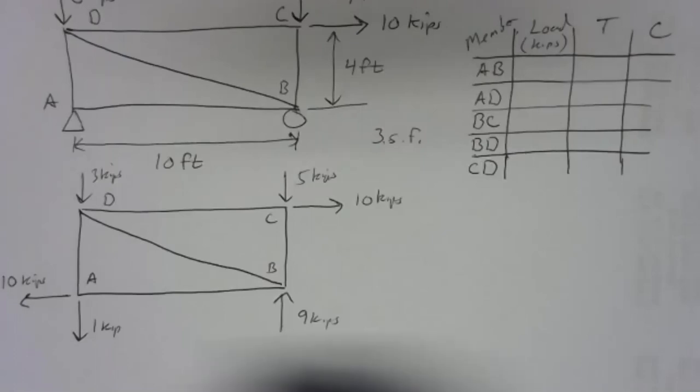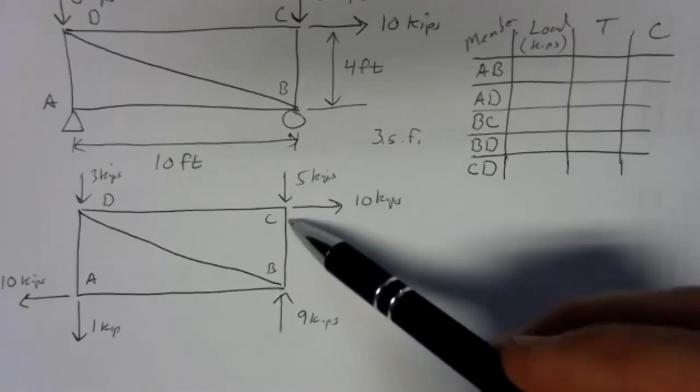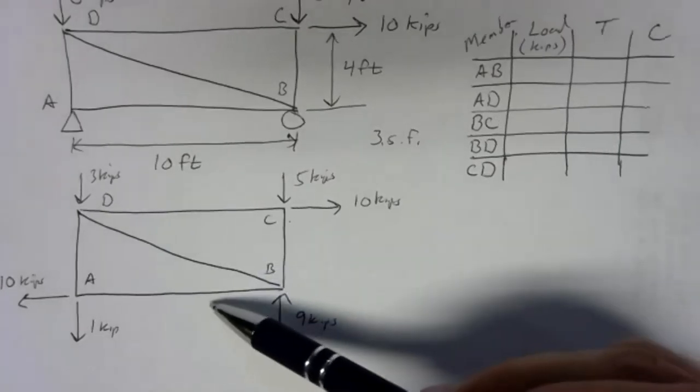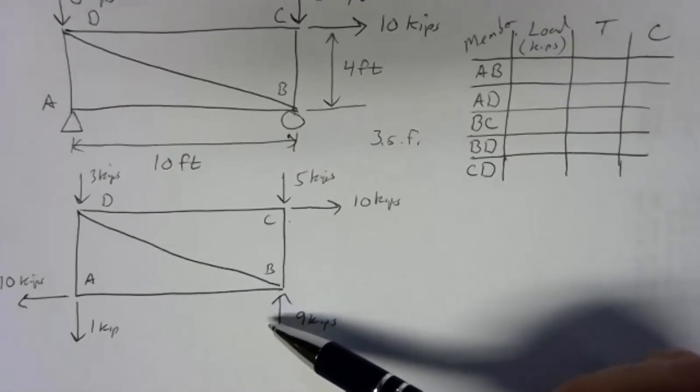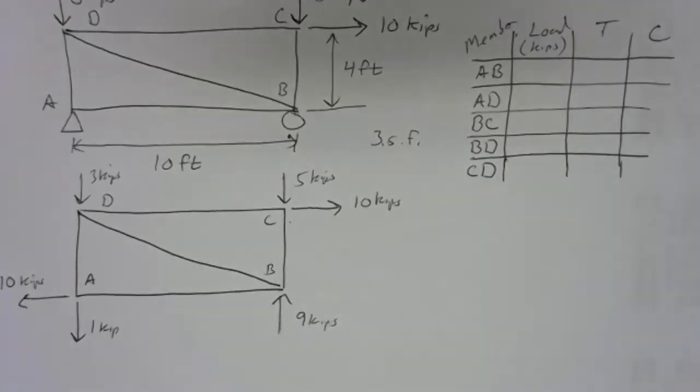We can't, for example, use joint B. And the reason we can't use joint B is because there are 3 unknowns there. We don't know what's going on in member BC, we don't know what's going on in member BD, and we don't know what's going on with AB. We have to be careful about what joints we pick. We can't just go in and pick any joint to start with. If a joint has more than 2 unknowns, it's not going to be a reasonable place to start. You can write the equations down, but you're not going to be able to solve them.